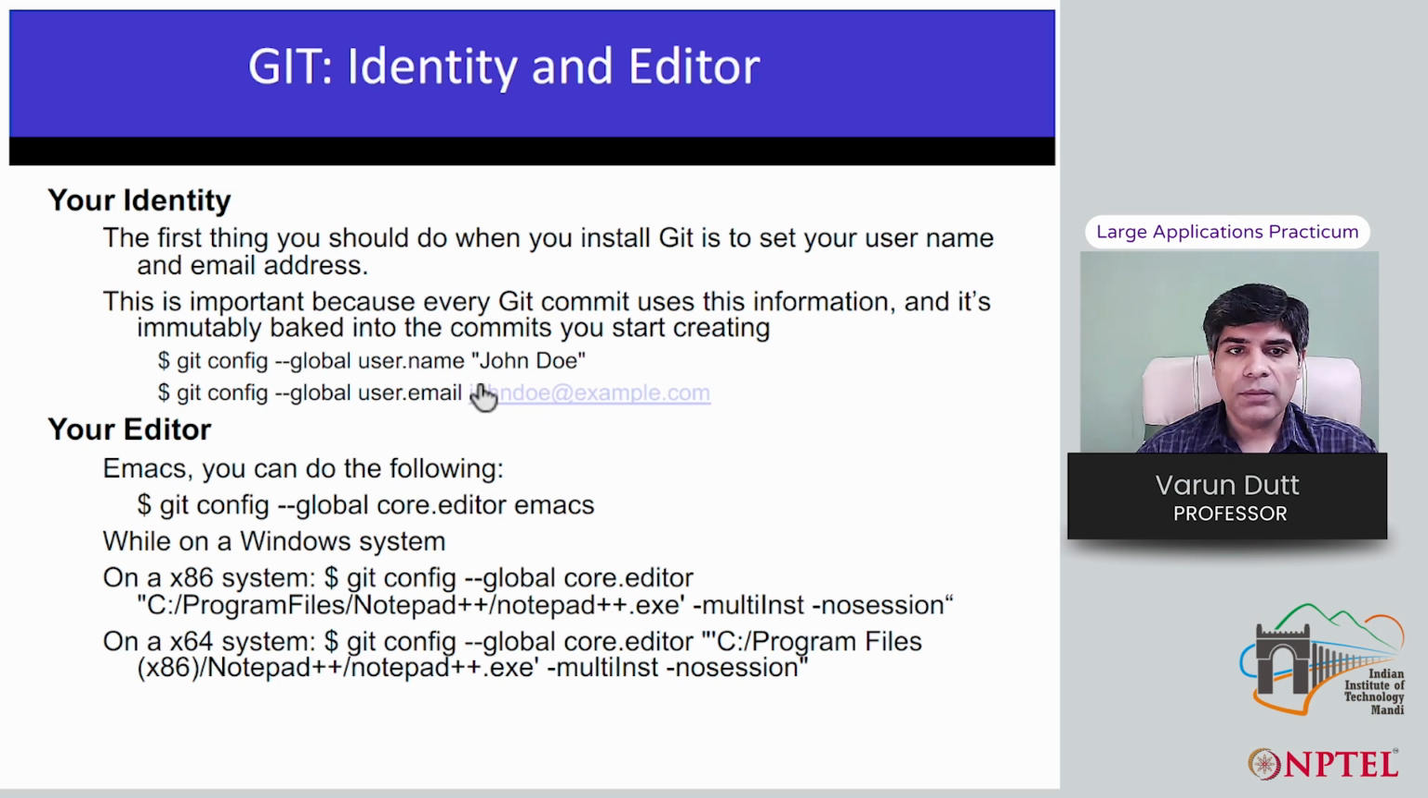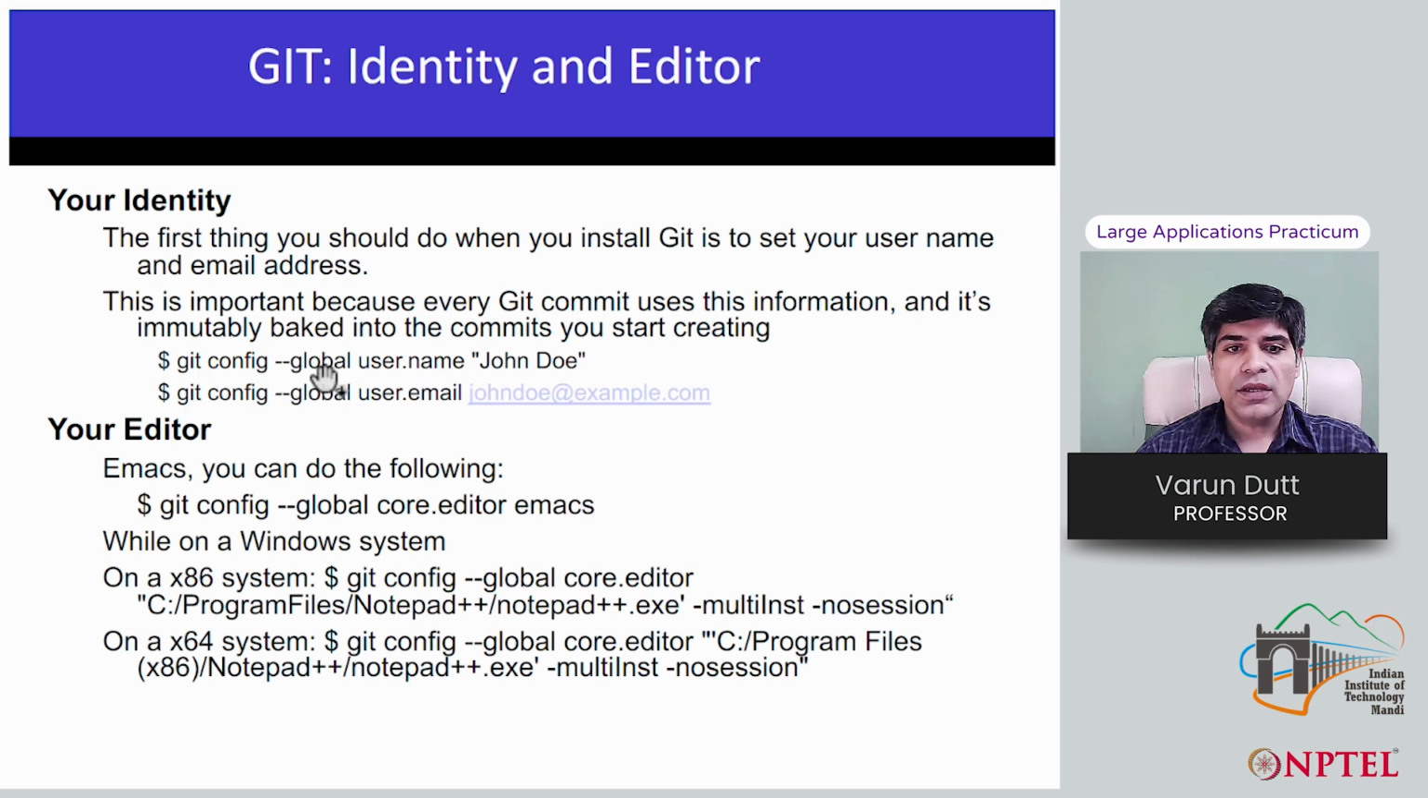set up our username and email address. And why is it important to do this? It is because every Git commit will use this information as to who committed and what was their contact information. And this is important to understand who is working on what part of the code and what is being committed, even to a global repository later on from the local repository.